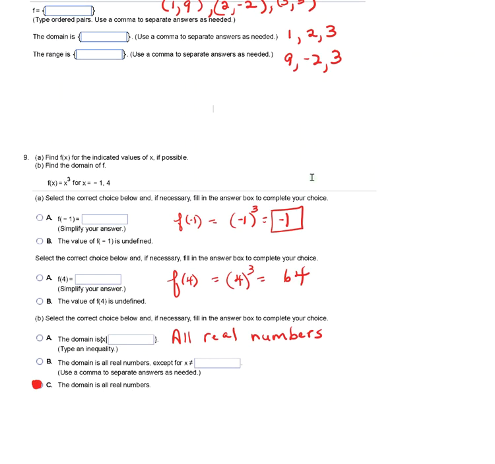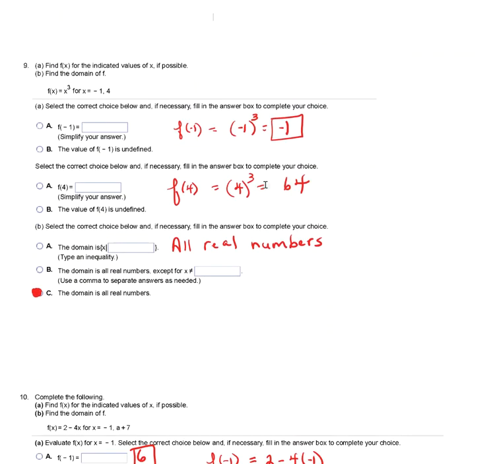Okay. Number 9, find f of x for the indicated values of x if possible. So x cubed for x equals negative 1 and 4. So you're plugging in those two values. F of negative 1 is negative 1 cubed, which is still negative 1. Because negative 1 times negative 1 is a positive 1 times a negative 1 again gives you a negative 1. So there's our final answer. F of 4 is 4 cubed. That's equal to 64.